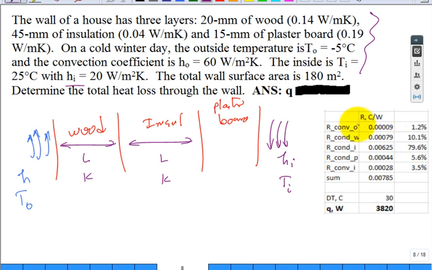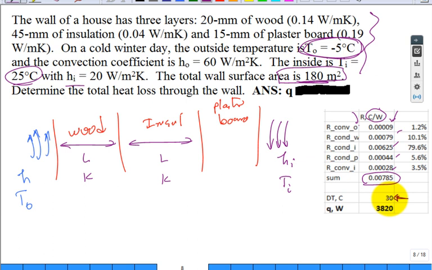But I did the convection on the outside, and degrees C per watt are the units. They give us a total area here. Area is 180 meters squared. You get this value, and Excel keeps all those digits. And then for the wood, and then for the insulation, and then for the plaster, and then for the convection on the inside. And then you sum them all up. That's the total. What is the temperature difference between the cold outside, -5, and the warm inside, 25? That delta T is 30 degrees temperature difference.